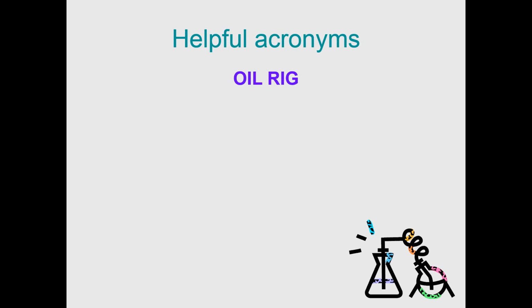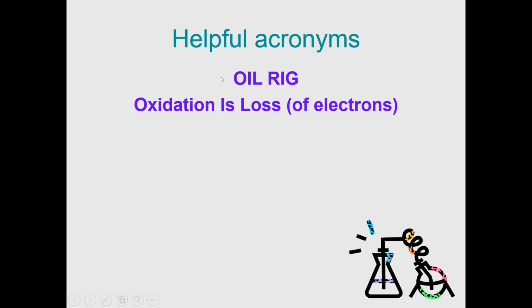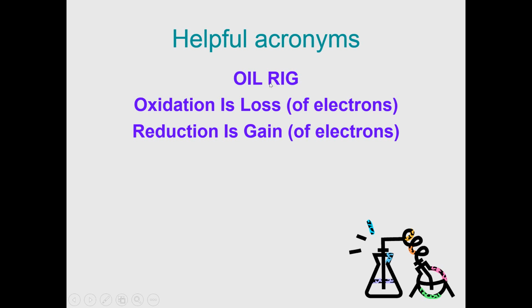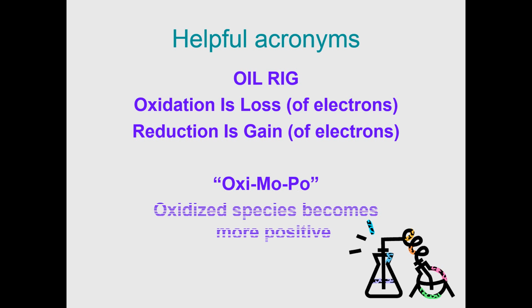So here are some helpful acronyms. OIL RIG is an acronym that represents oxidation is loss of electrons, and RIG is reduction is gain of electrons. So whenever we have an oxidized species, that means it lost electrons. A reduced species means that it gained electrons. And I also came up with this helpful saying, OxyMoPo, because I feel like this is easier to identify which one is oxidized: the oxidized species becomes more positive.